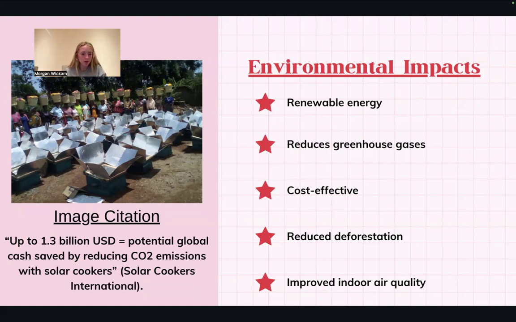An important quote from solar cookers is up to 1.3 million US dollars is the potential global cash saved by reducing CO2 emissions with solar cookers. So, what that means is that we can save up to $1.3 billion by using solar cookers because of all the CO2 emissions we are going to be reducing.